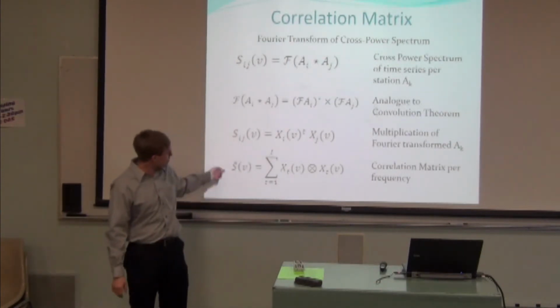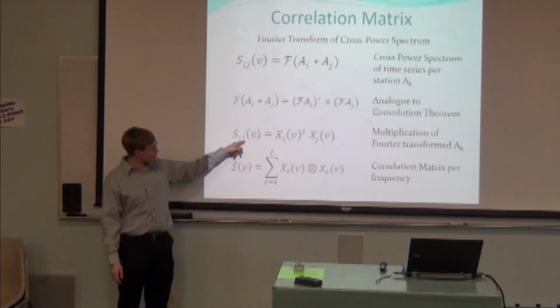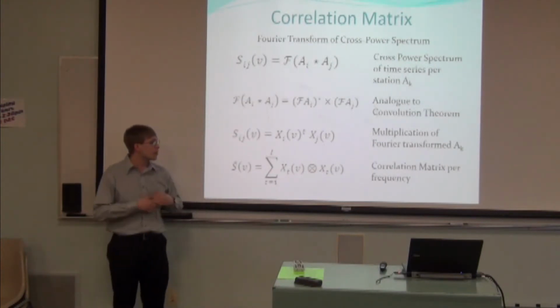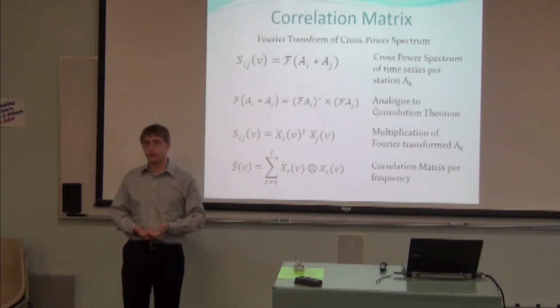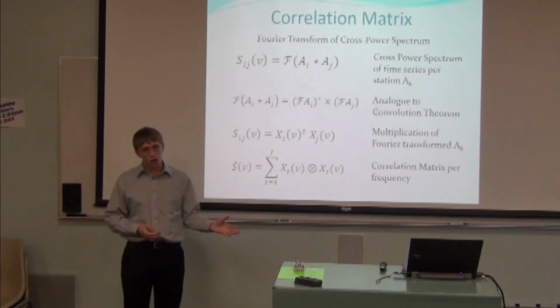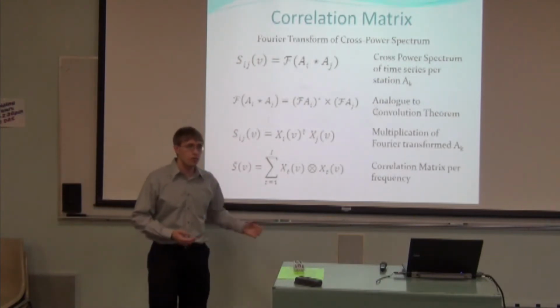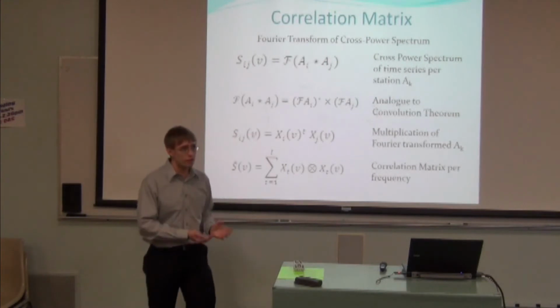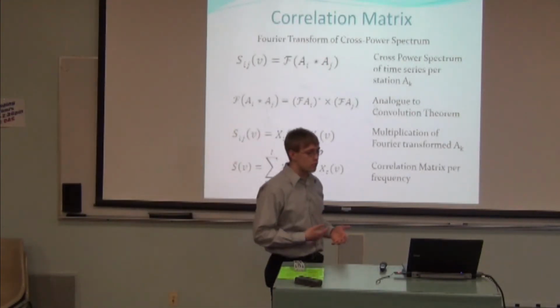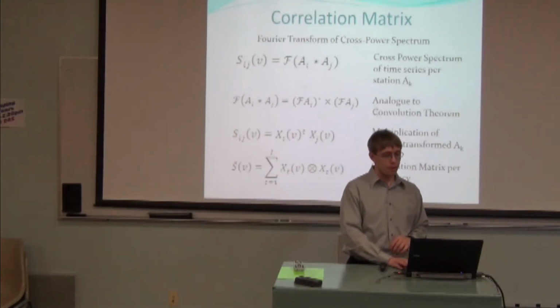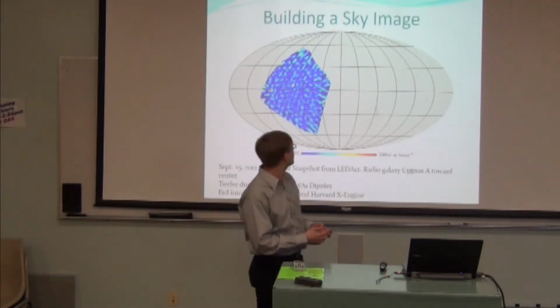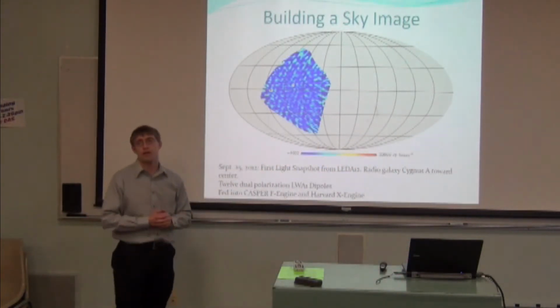So we ultimately come down with this matrix. Sij is just one element of the matrix. We come up with something called a correlation matrix by doing this information for all of our separate telescopes, across all frequencies, across every time sample. So there are quite a few calculations. And once we have this correlation matrix, we can build a map of the sky.